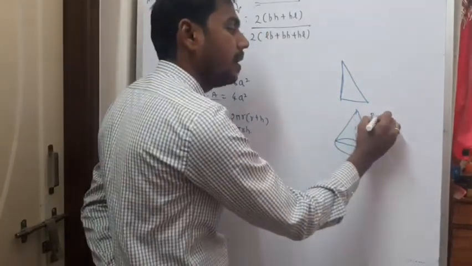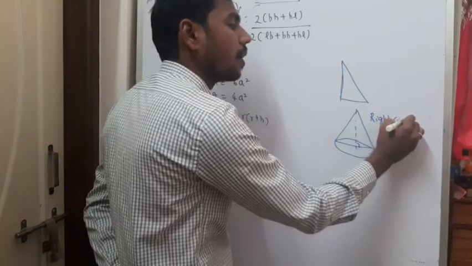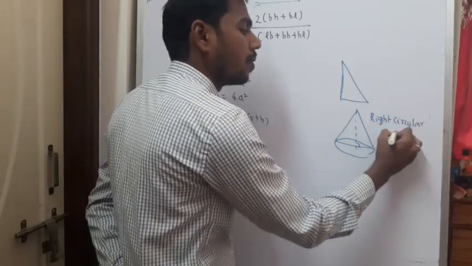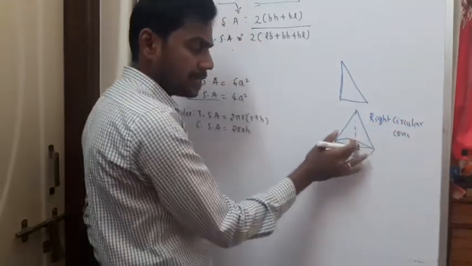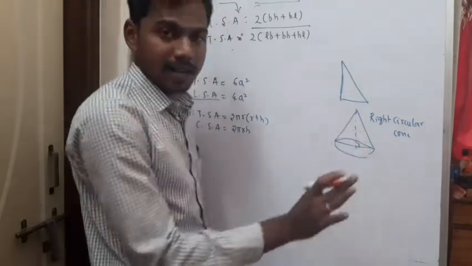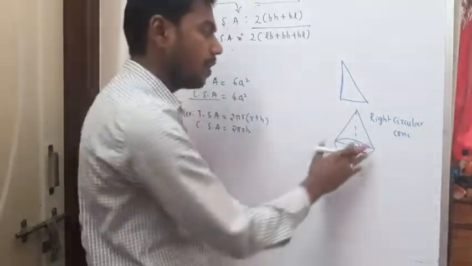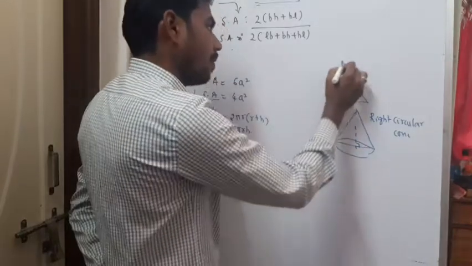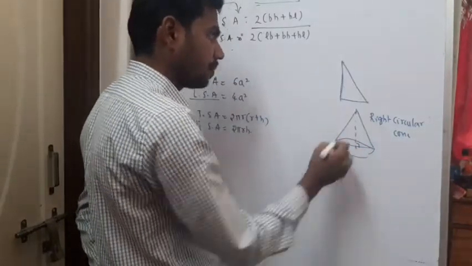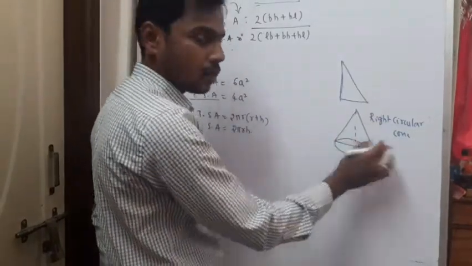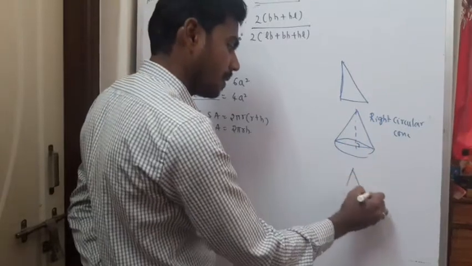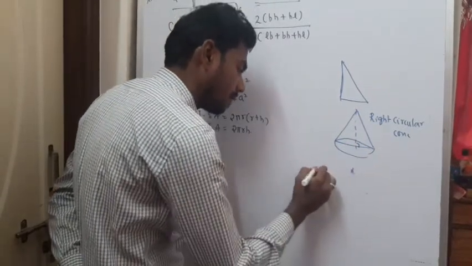then we call it a right circular cone. Right circular cone. So what about this? If this is not 90 degrees, then it is not a right circular cone. So for this, see what I am going to do. I am going to cut this open. So I am going to place this. It will look like this.